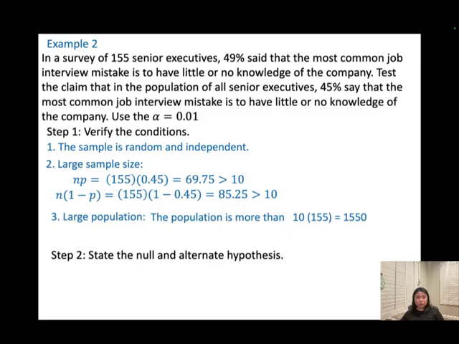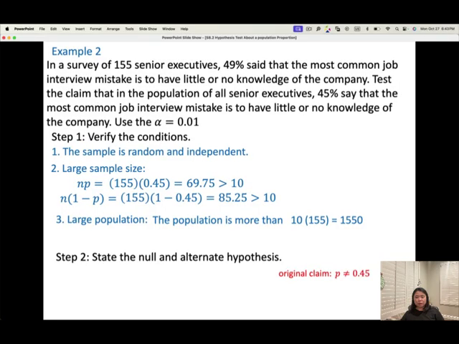Okay, now state the null and alternate hypothesis. Before that, try to write down the original claim. Look at the claim statement here: 45% say that the most common job interview mistake is to have little or no knowledge of the company. Which is talking about the proportion with no knowledge. So we could think about not equal to. And not equal to will be your alternate hypothesis.